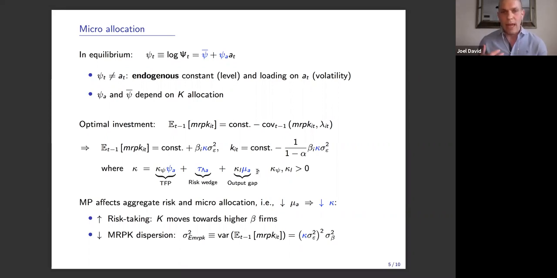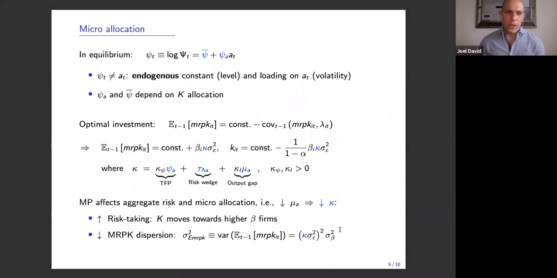Okay, and it's going to move capital towards higher, riskier, higher beta firms. At the same time, when the central bank is doing countercyclical policy, it's going to reduce kappa. That's going to reduce the risk adjustment in the marginal product of capital. And what I'm showing in this final equation on the slide, here I've taken the cross-sectional dispersion in the marginal product of capital. It's strictly increasing in kappa.